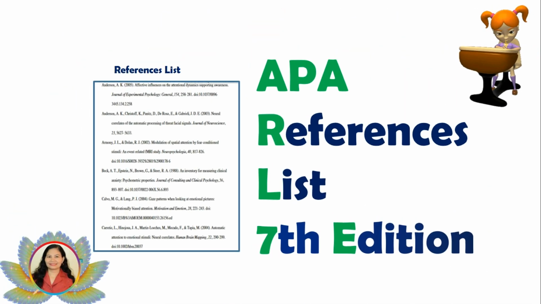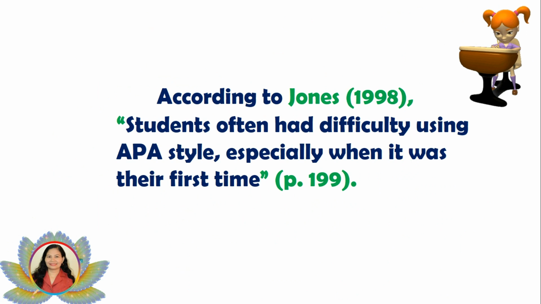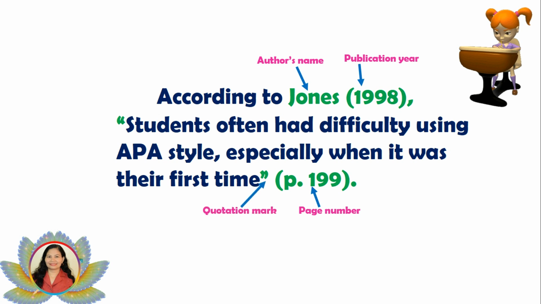All sources that are cited in the text must appear in the references list at the end of the paper. APA requires you to include the publication year because APA users are concerned with the update of the article. The more current, the better. In-text direct quotes should include the author's name, the publication year, the page numbers, and it must be enclosed in quotation marks.